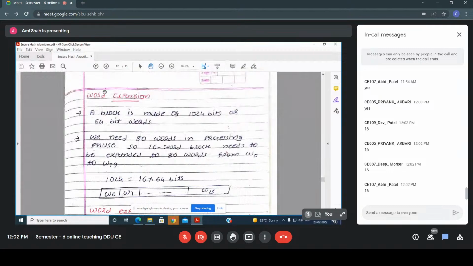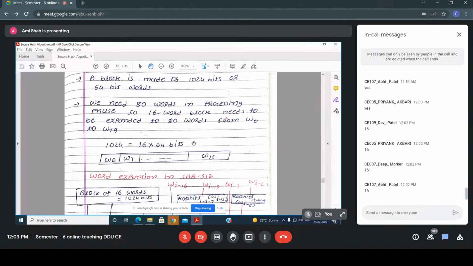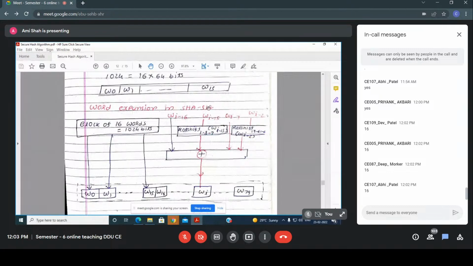Here I have written that a block is made of 1024 bits, or 64 bits per word. We need 80 words in the processing phase. So the 16-word block needs to be expanded to 80 words, from W0 to W79. All of you know that. So how is the word expansion in SHA-512 performed? The particular block is of 16 words, that is 1024 bits.